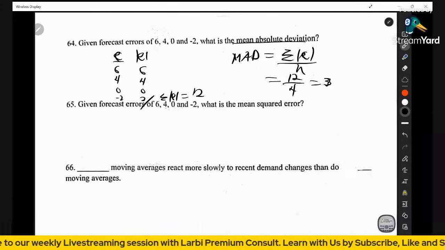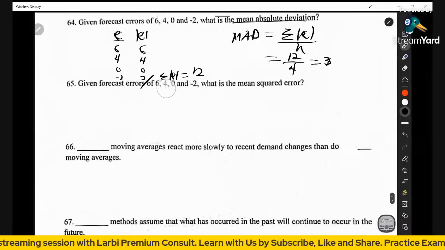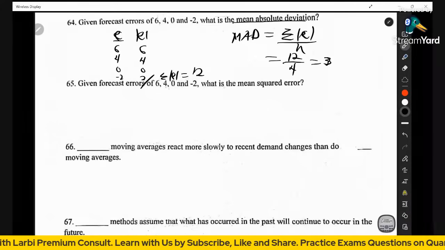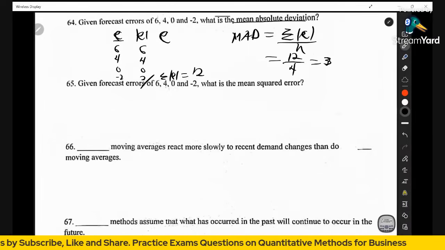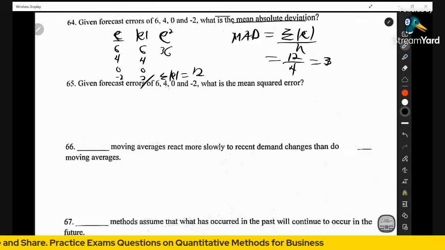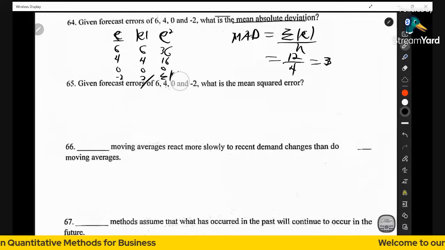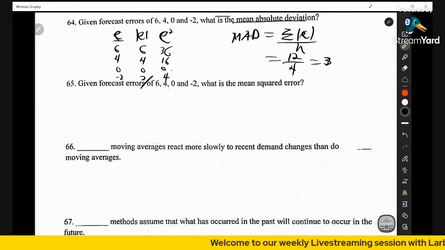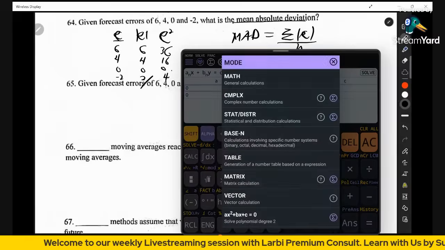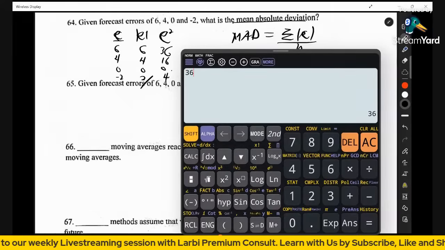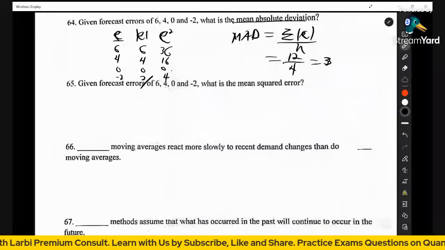So let's take note. Given the forecast errors of 6, 4, 0, and -2, what is the mean square error? So here, all I want to do is to create a square error. So square of 6 is what? 36. Square of 4 is what? 16. Square of 0 is 0. And then square of 2 is what? 4. So you just have to sum them up. So 36 plus 16 plus 4, we are getting what? 56.